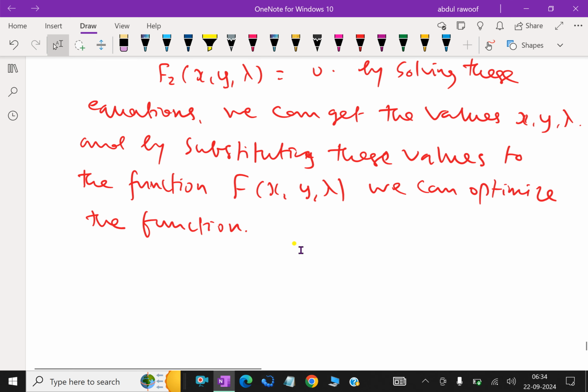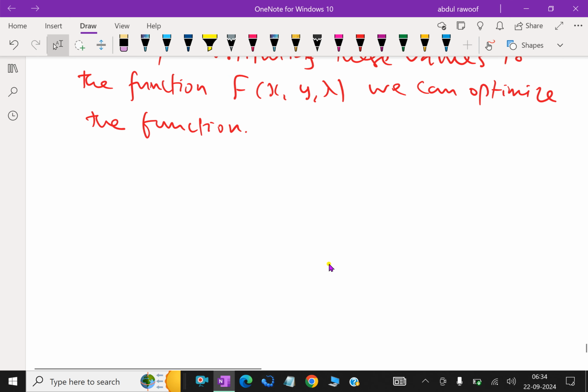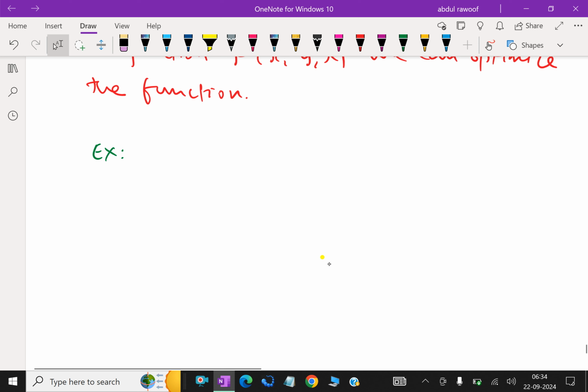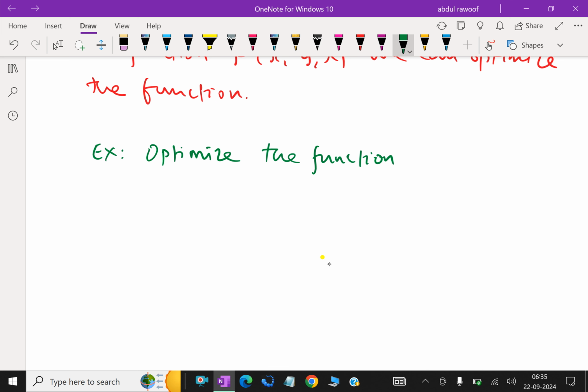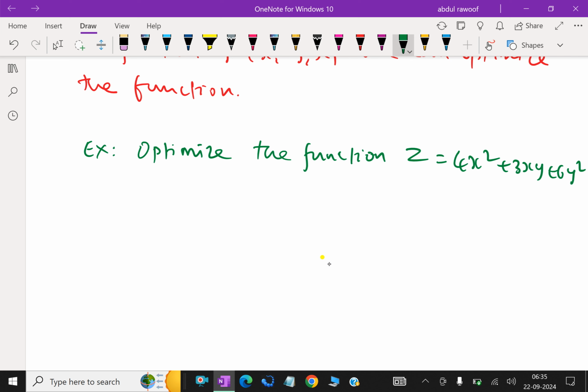Now we'll do an example so we can understand this concept very clearly. First example: optimize the function z equal 4x squared plus 3xy plus 6y squared, subject to the constraint x plus y equal to 56.